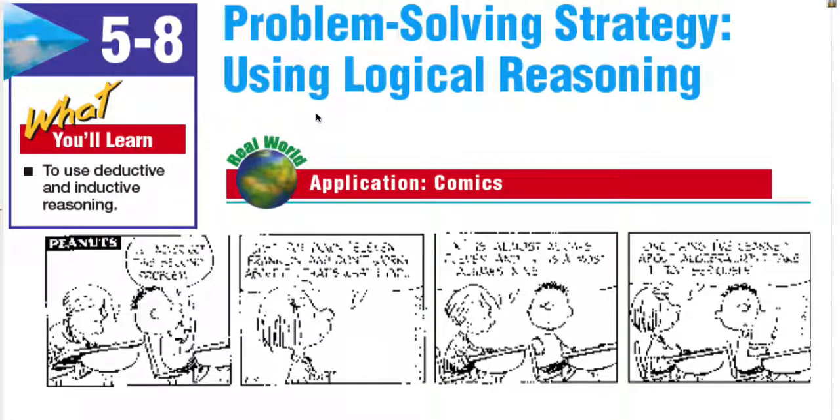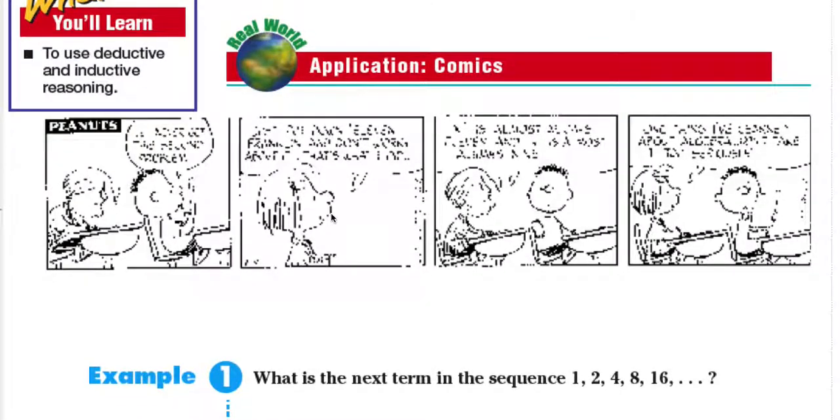Lesson 5-8, problem solving strategy using logical reasoning. In this lesson, you learn to use deductive and inductive reasoning. Let's take a look at this comic. I'm sure you can't read that, so I'm going to read it for you.